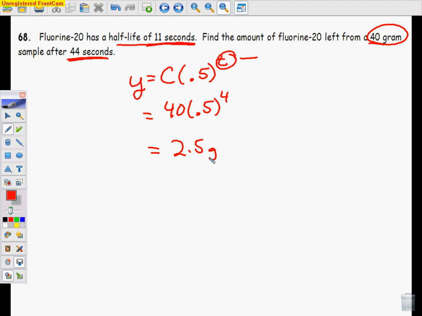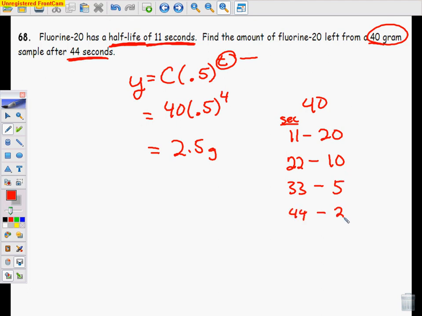Just to explain that whole thing about time period, let's think about this. We're starting off with 40. After 11 seconds, we're going to be half as much, so that'd be 20. After another 11 seconds, you'll be at 22 seconds, and you'd be at half of that, which is 10. After another 11 seconds, you'd be at 33 seconds, which would be half of that, which is 5. And after another 11 seconds, you'd be at 44 seconds, and you'd be at half of 5, which is 2.5. And that's what we got here, 2.5 grams. So that's why we're looking for the number of half-lives that go into the time period.